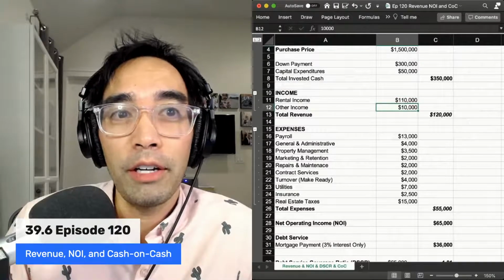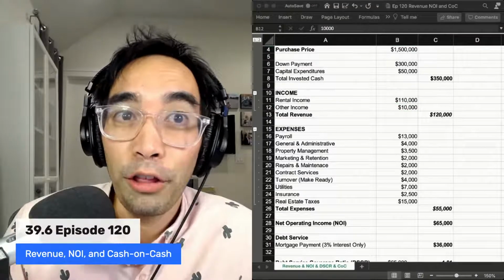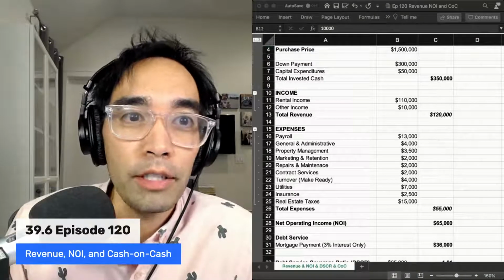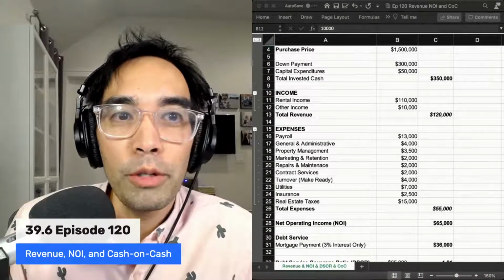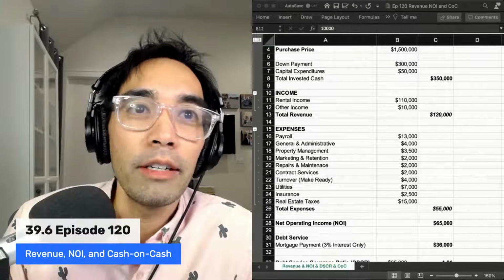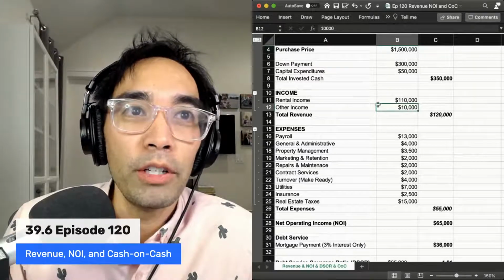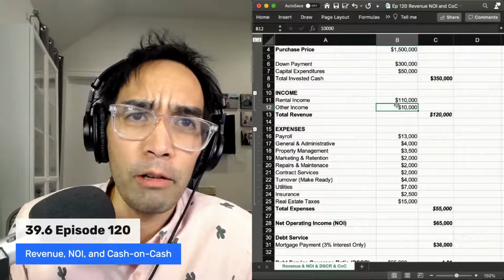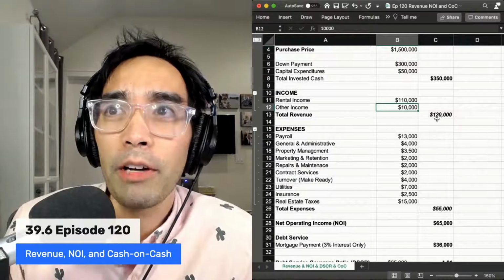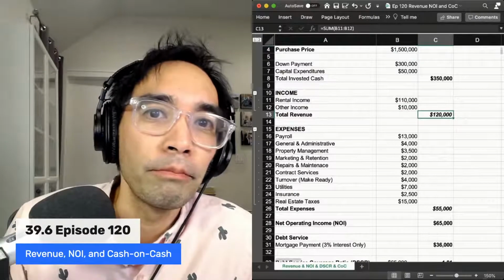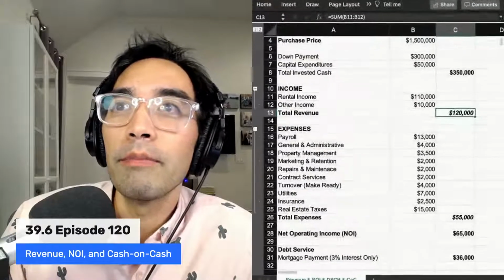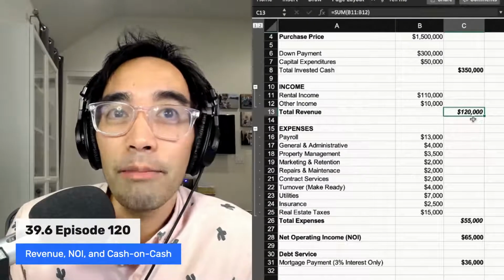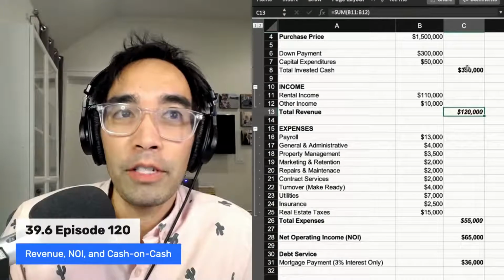Then there's other income. You can charge tenants for a lot of other things. For example, a reserved or covered parking spot, storage units, pet rent, laundry. Those are all things that would go under the other income category. So let's say you bring in $10,000 of other income. Combined, you have $120,000. Let me make that a little bigger for you. There you go, $120,000 of income, and you invested $350,000 in cash.